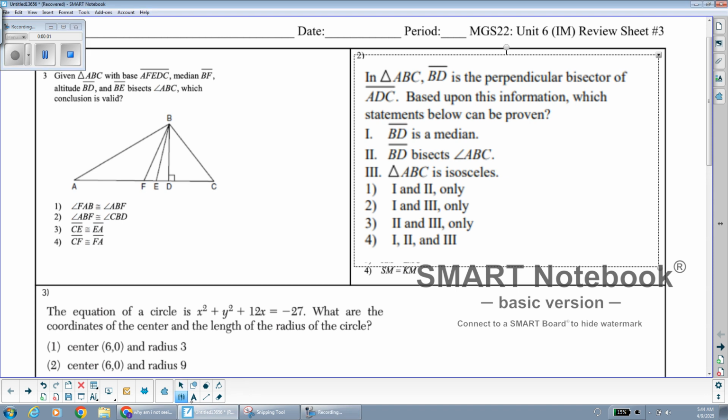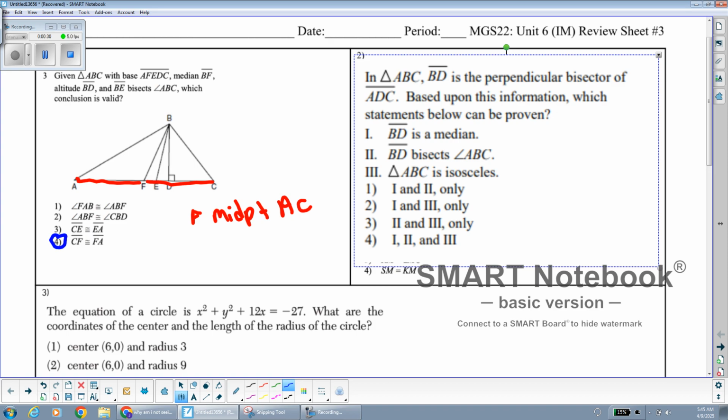Question number one, they tell you that BF is a median, and that means that BF connects a vertex to the midpoint of the opposite side. So F is the midpoint of AC. So what that means is that AF and FC are congruent to each other. And that is answer choice number four, but let's talk about why the other ones are not correct.